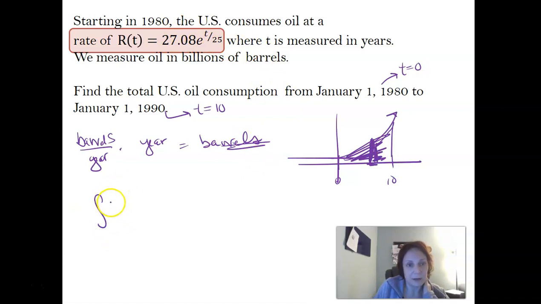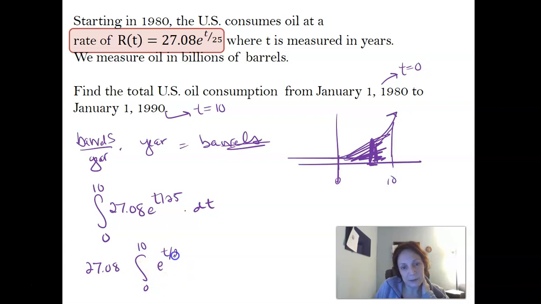So I've got 27.08 e to the t over 25. And I need to know from a time of 0 to a time of 10, what happened? What was the effect? All right, so again, you could go to your calculator for this. We're not going to, because why would we when we could do a quick U sub, right? Okay, so I have e to the t over 25, so there's my u, t over 25. So my du just needs to have a 1 over 25, which means I need a times 25 out here. It just keeps getting bigger, doesn't it?